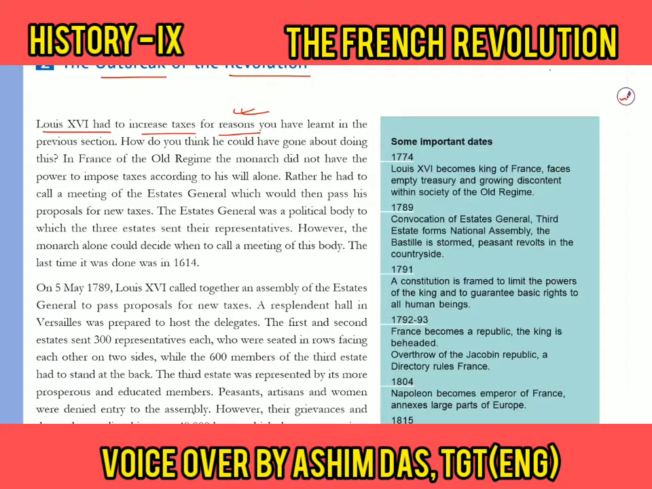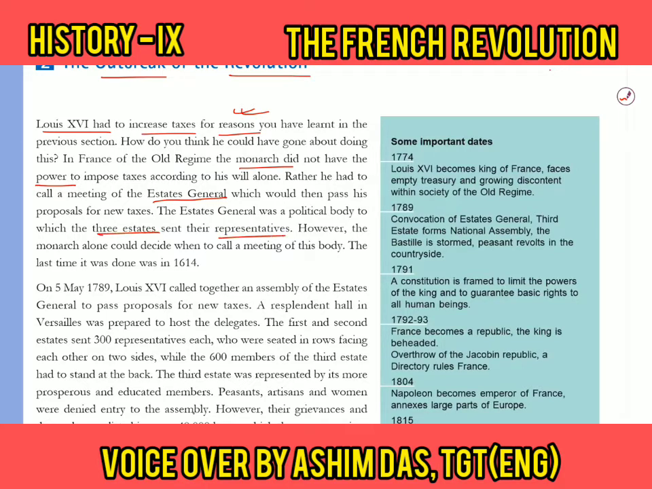So now let us concentrate on the outbreak of the revolution. In France of the old regime, the monarch or the king did not have the power to impose taxes according to his will alone. So he was the king does not mean that he could raise the taxes. Rather, he had to call a meeting of the Estates General. It was a political body and they would pass the proposals for the new taxes.